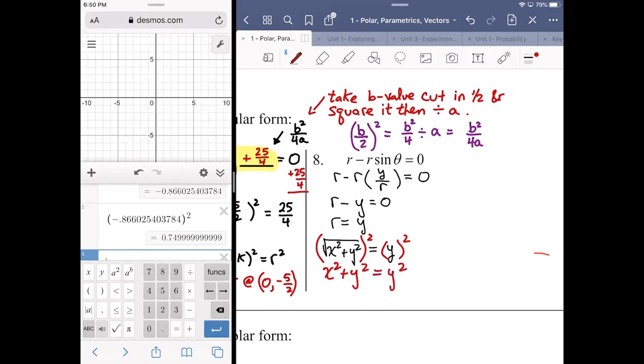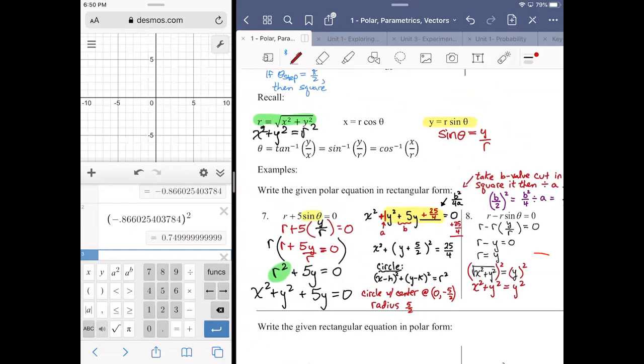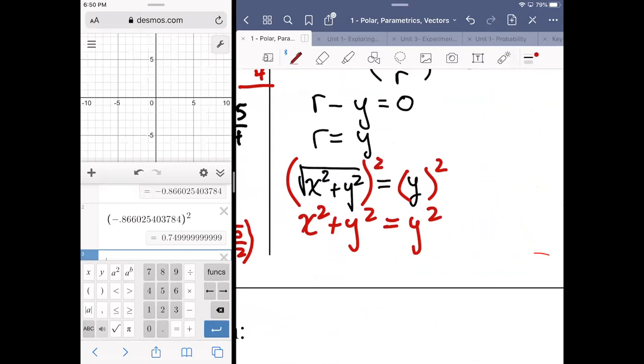Professor, I have a question. Yeah. The square root of x squared plus y squared, isn't that like already the r squared? So r is the square root of x squared plus y squared. Okay. Yeah, it's r squared that's equal to the one without the radical. Okay.